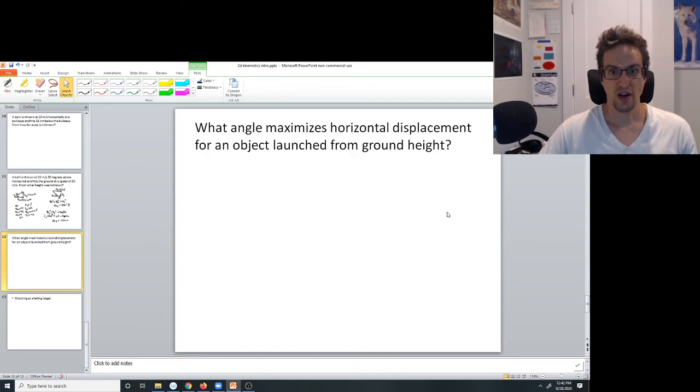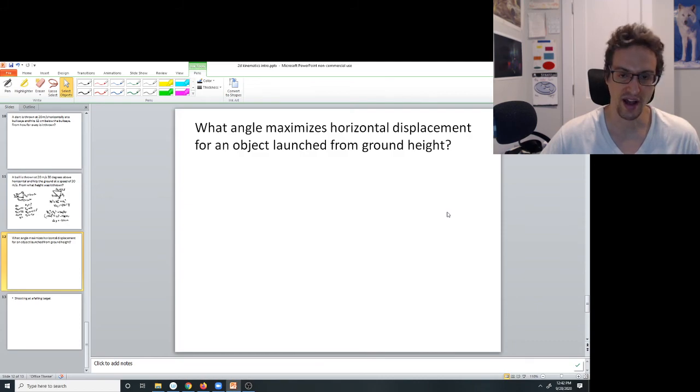All right. What angle maximizes horizontal displacement for an object launched from ground height? So you hopefully already know this because of that diagram I drew or we had in class. But let's actually do the math here.